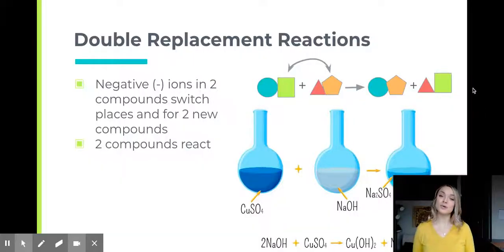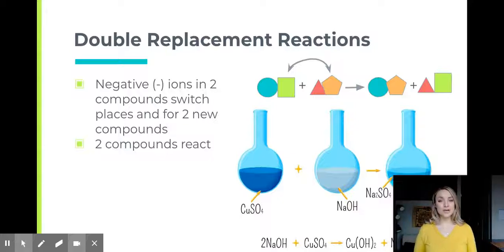If you're thinking that double replacement sounds a lot like single replacement, you're quite right, but it's a little bit more complex yet. In a double replacement reaction, negative ions, so ions that have an extra electron, because we've added an electron, so we've added a negative charge. Remember, we need to be thinking back to our other units to make connections. When negative ions in two compounds switch places and form two new compounds.